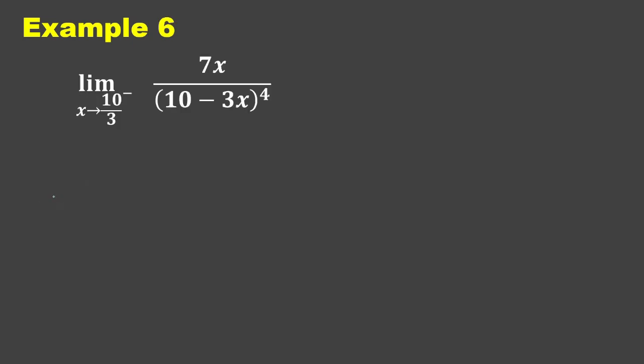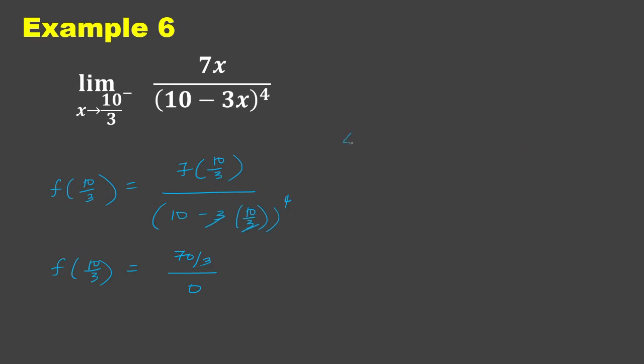For example 6, let us try to substitute 10 over 3 into our given function. So 7 times 10 over 3 over 10 minus 3 times 10 over 3 raised to 4. So f of 10 over 3, this would be cancelled. Therefore, we would be having 10 minus 10 raised to 4, and that would still be 0. So we have 70 over 3 over 0. Again, this is a finite number over 0, then we would be using the infinite limit strategy.